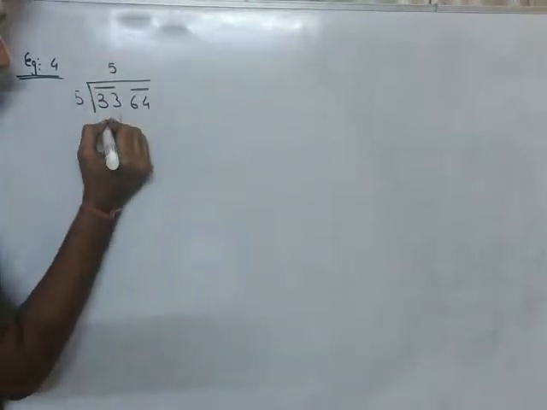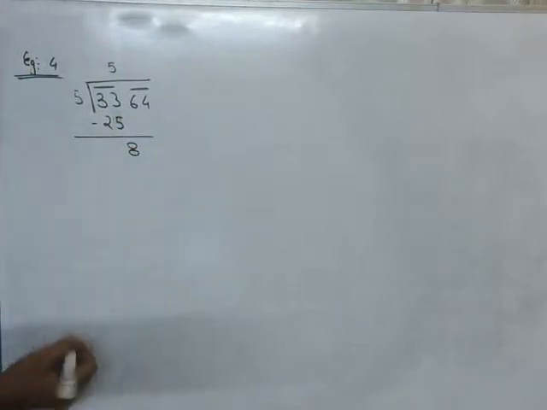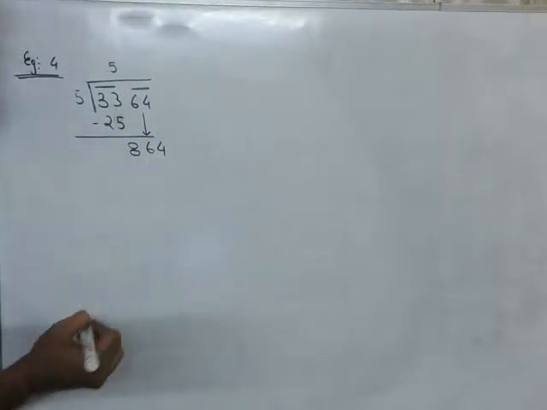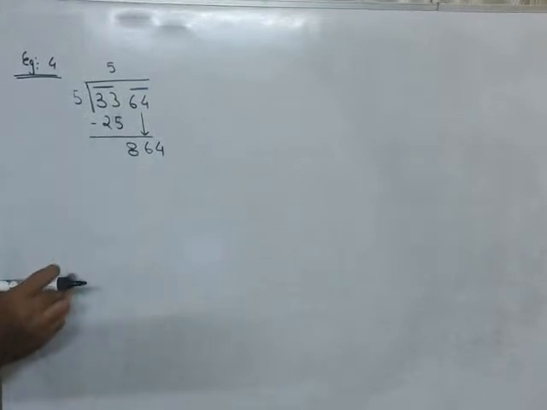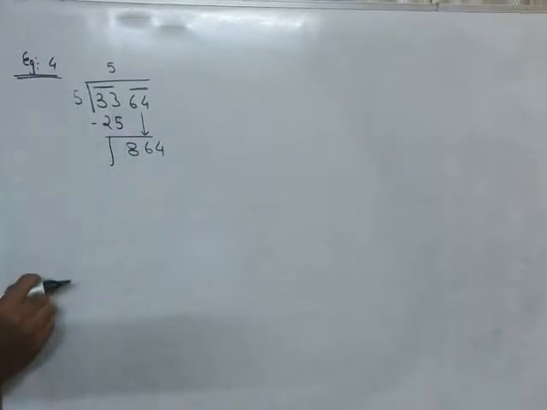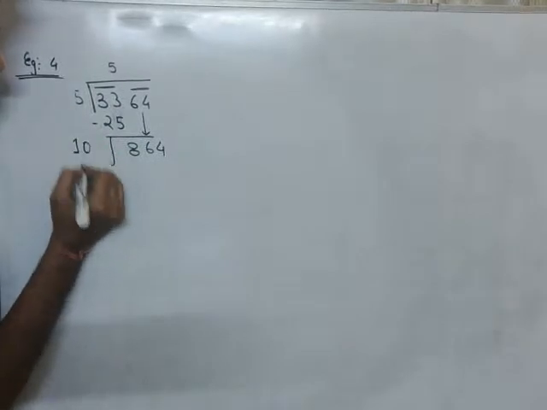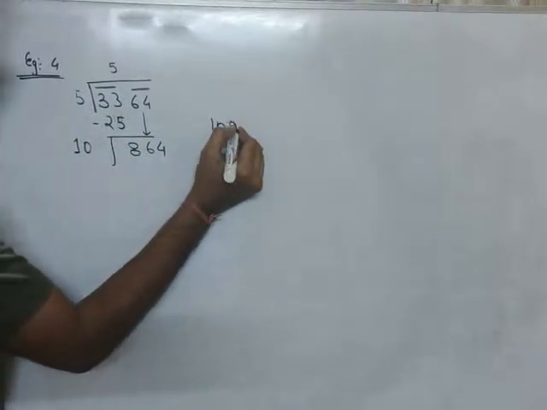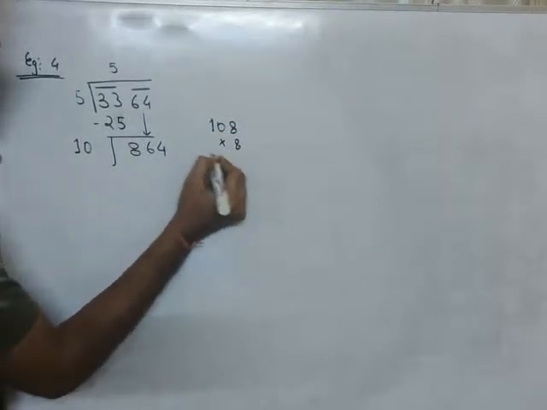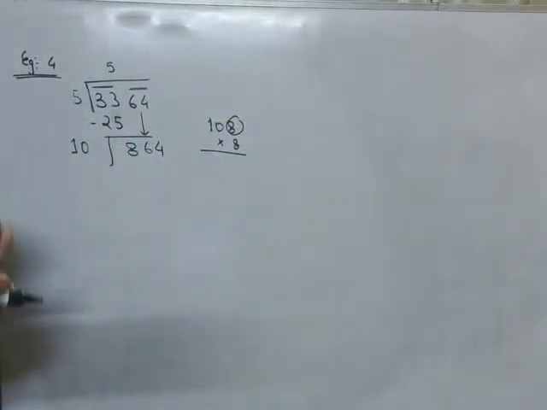So I will take 5 times 5 is 25, remains 8. Then 64 comes down. Now double of 5 is 10. I have written 8 with 10 and multiplied 8 with it. Whatever number I write myself, the whole number will be multiplied with that number.